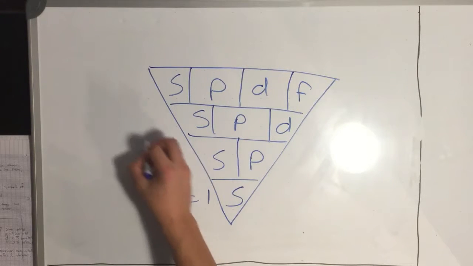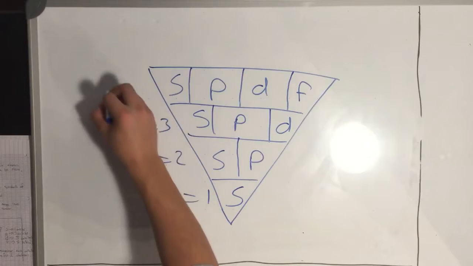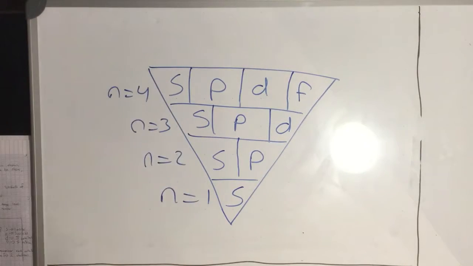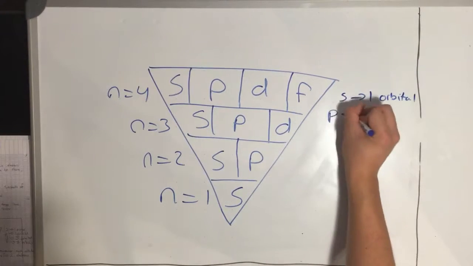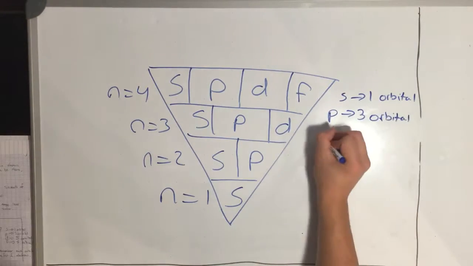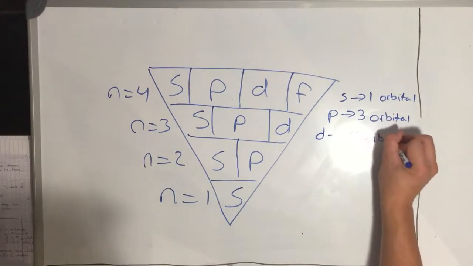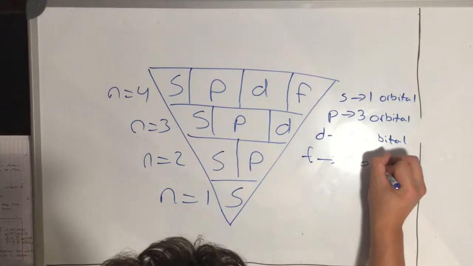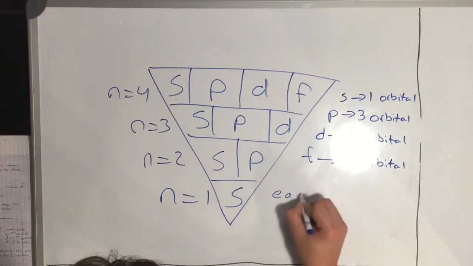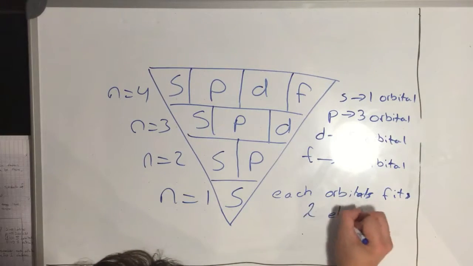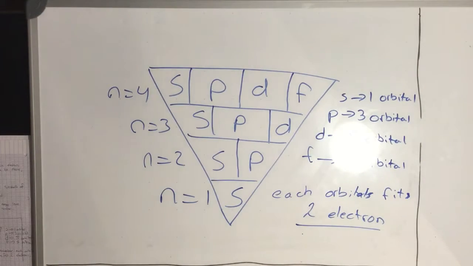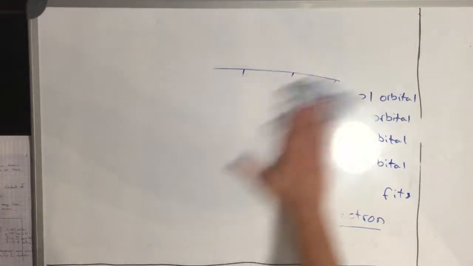This is easy. The number of subshells in an energy level is equal to the principal quantum number, n. Now, what do these sublevels do? S contains 1 orbital, P contains 3 orbitals, D contains 5 orbitals, and F contains 7 orbitals. Sorry if you can't see perfectly, the light is reflecting. Now, remember that each orbital can fit 2 electrons. This can get a little confusing.